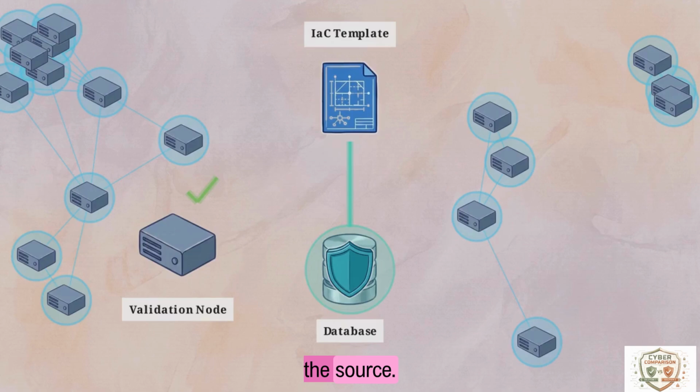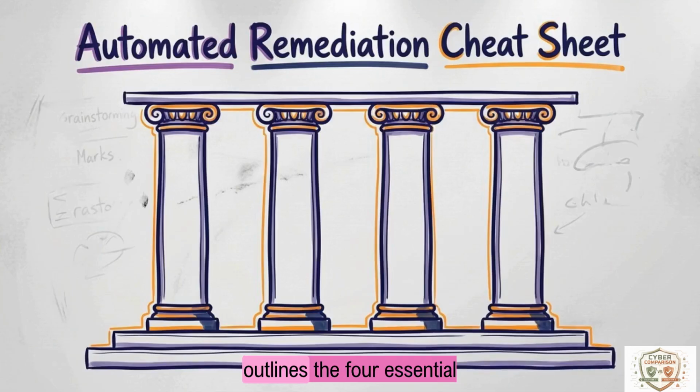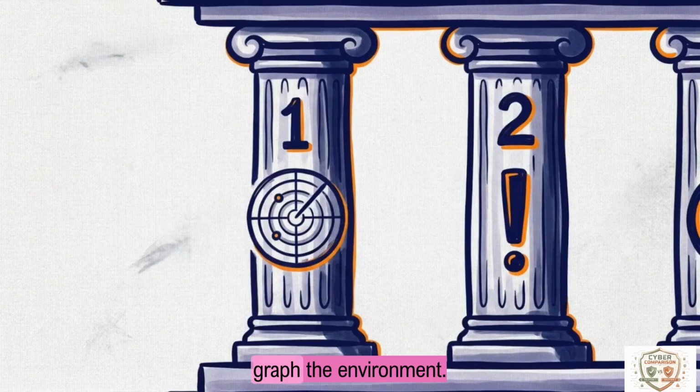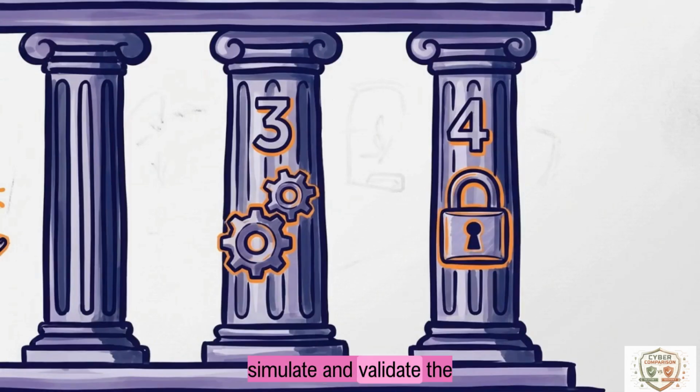This cheat sheet infographic outlines the 4 essential pillars required for a modern remediation workflow. First, detect and graph the environment. Second, prioritize the toxic combinations. Third, simulate and validate the fix in a CI/CD pipeline. And fourth, execute autonomous enforcement at the code level.